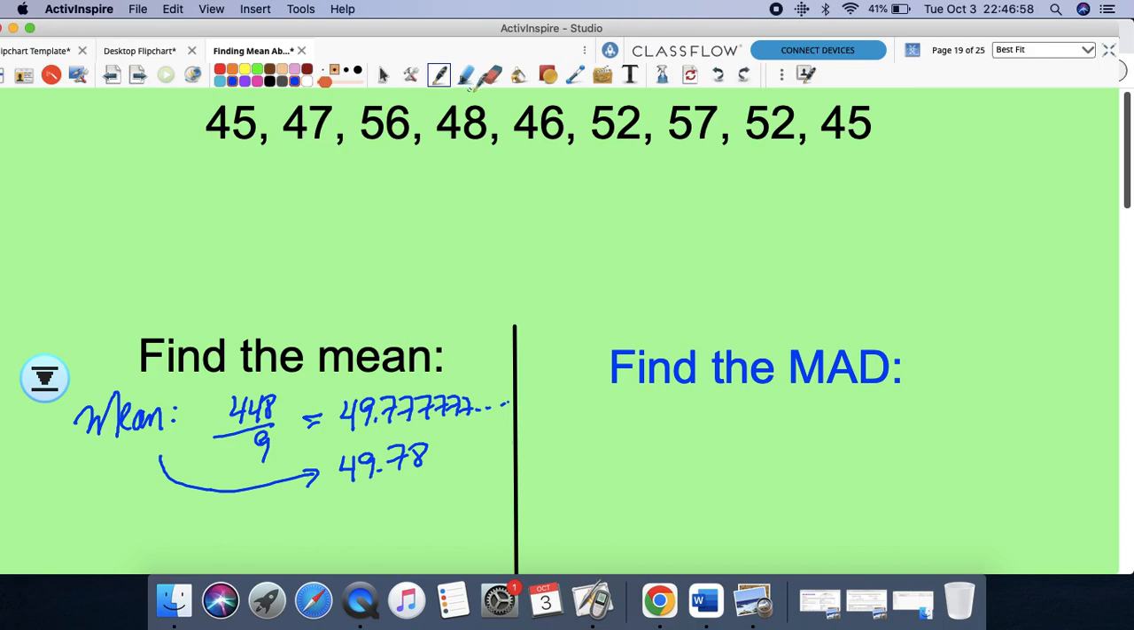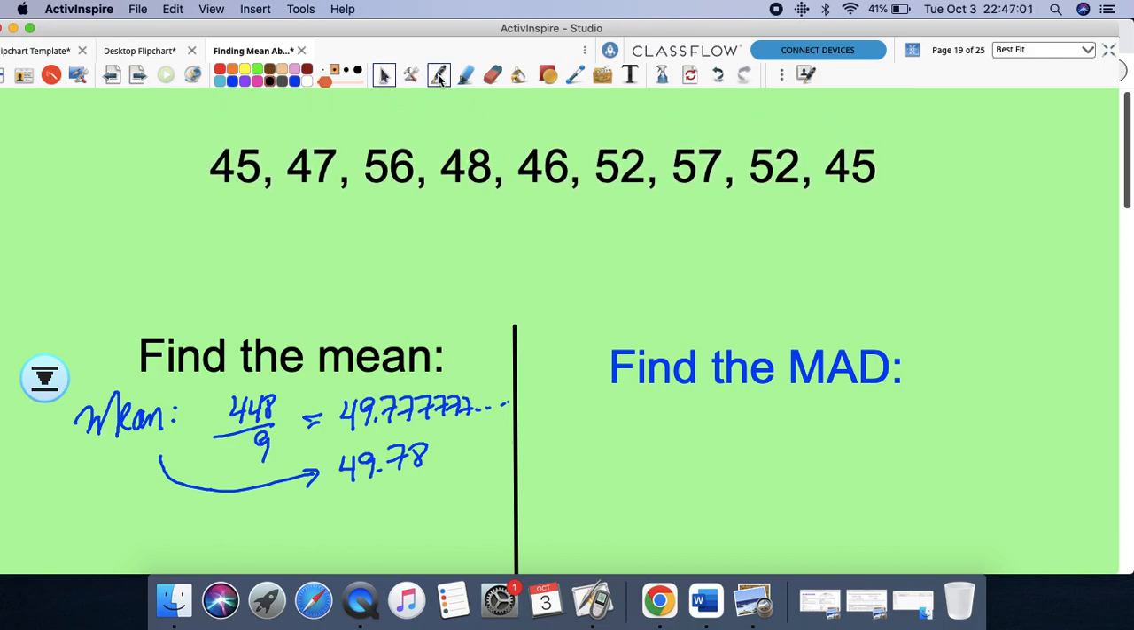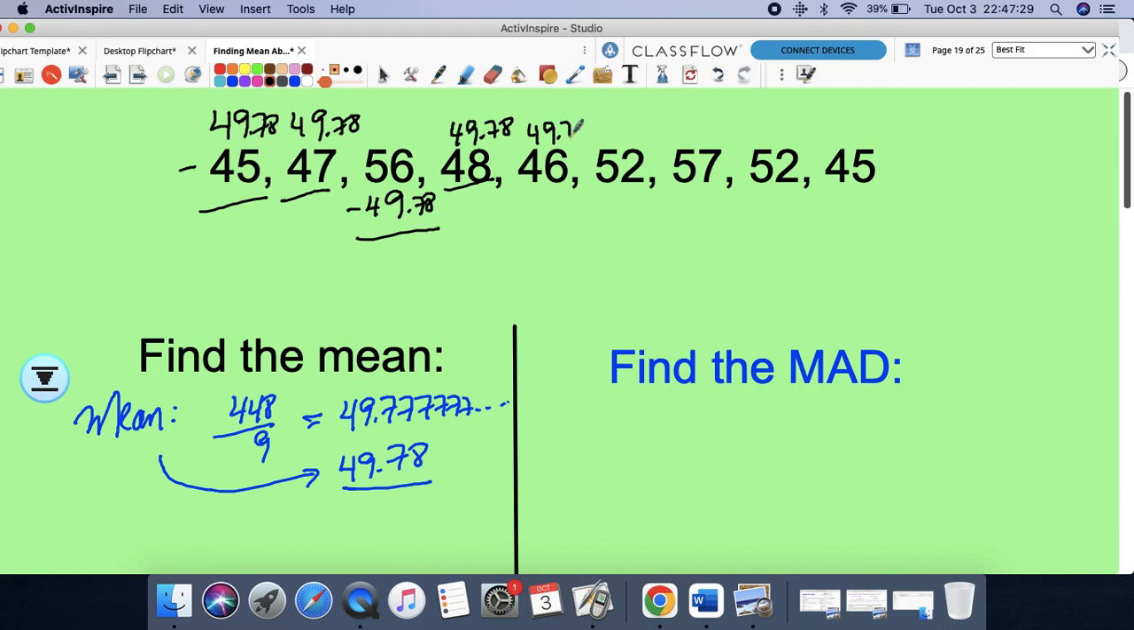All right, so now we found the mean. And you're going to take this number over here and subtract. Right? So we're going to have to do 49.78 minus 45. It's easier if the number is bigger, then you put it on top. So here I put it at the bottom because 56 is bigger. 49 is smaller, so I put it on top.